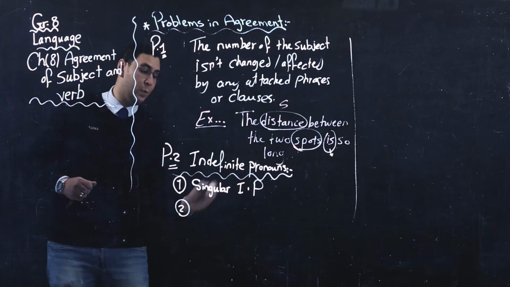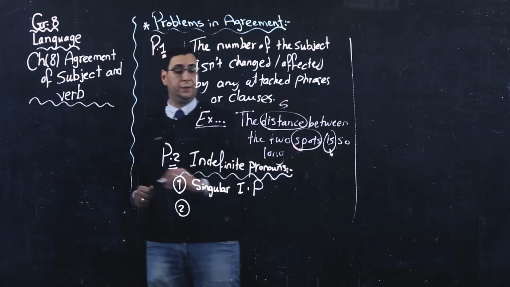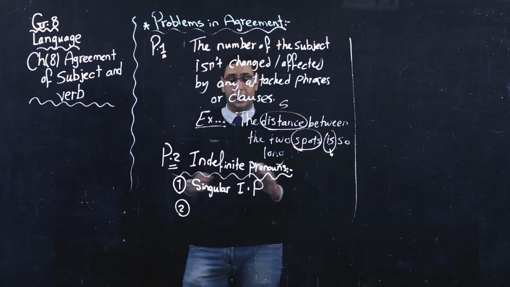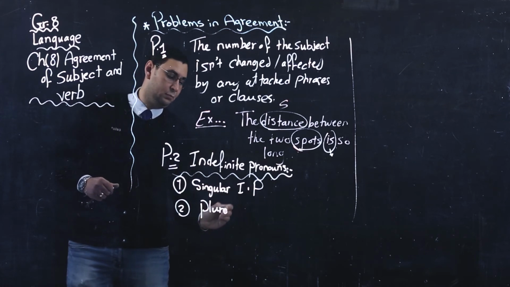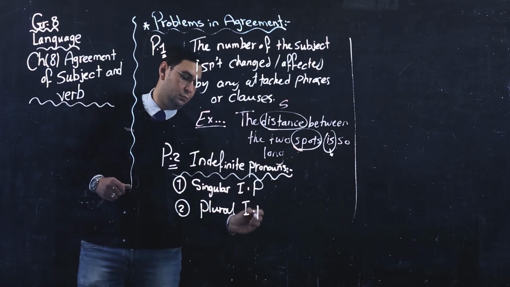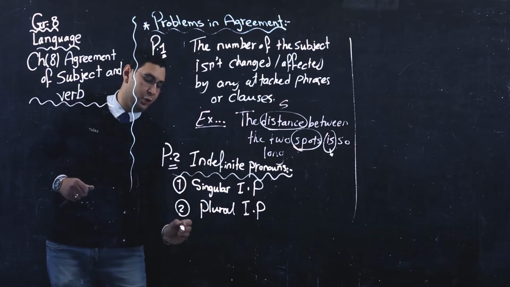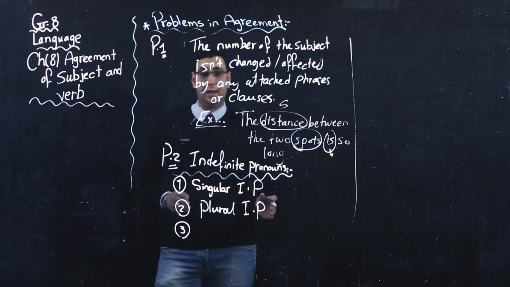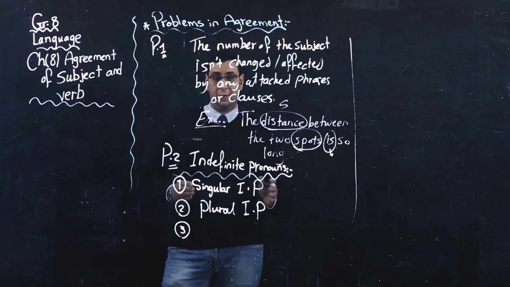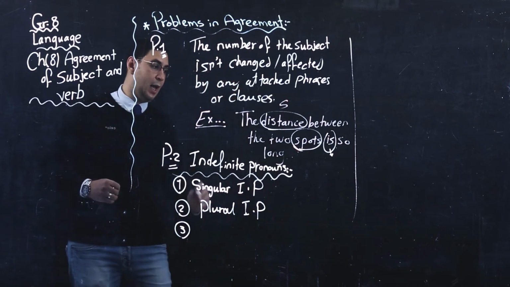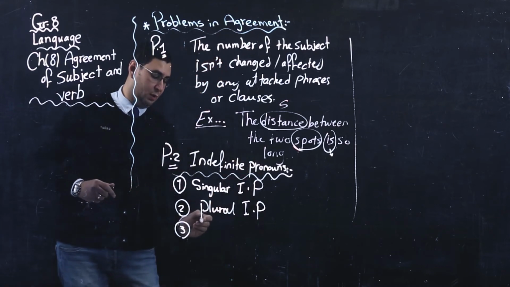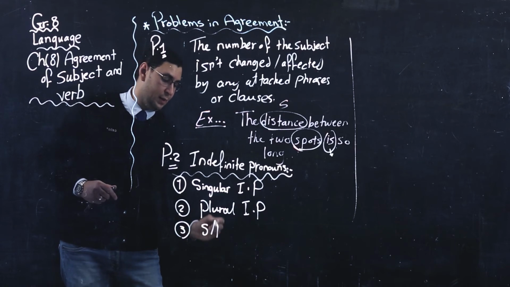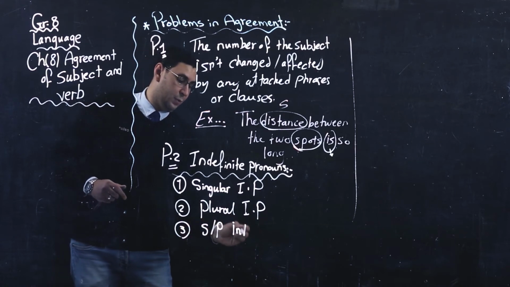And the second group, we have a set of indefinite pronouns that are always plural. And the third one, which could be singular or plural indefinite pronouns, and we will explain how to differentiate between them or decide whether it is singular or plural. So the third type could be singular or plural indefinite pronoun.